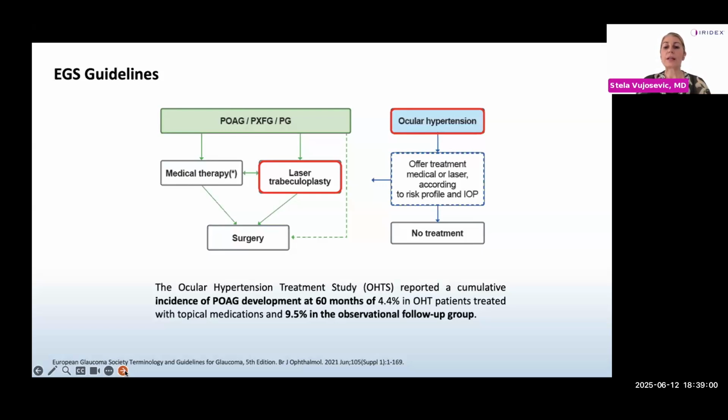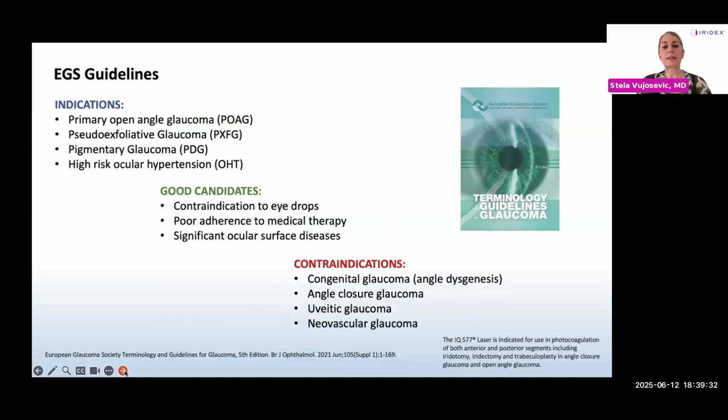It has been shown that the cumulative incidence of primary open-angle glaucoma development in patients with ocular hypertension at 60 months, so after 5 years of follow-up, is 4.4% in patients treated with, for example, topical medications, and it is more than double if the patients are only observed. So definitely ocular hypertension is something we should think of, as these patients may need treatment.